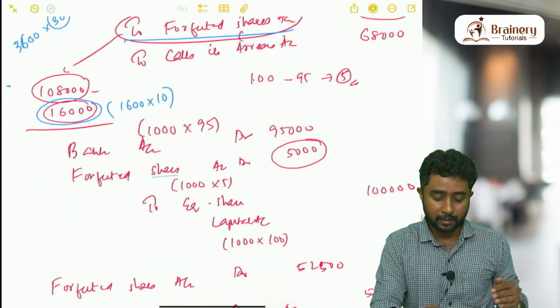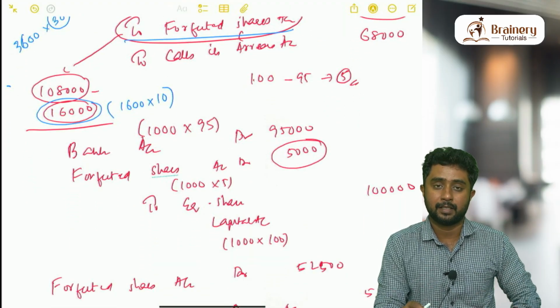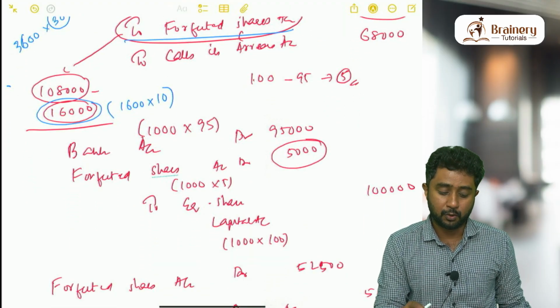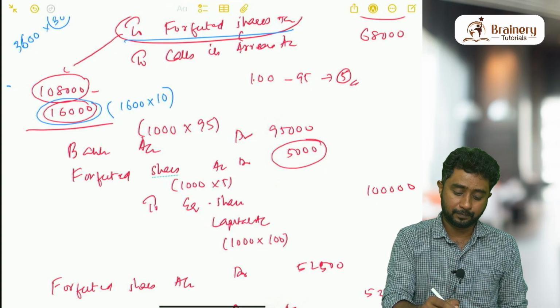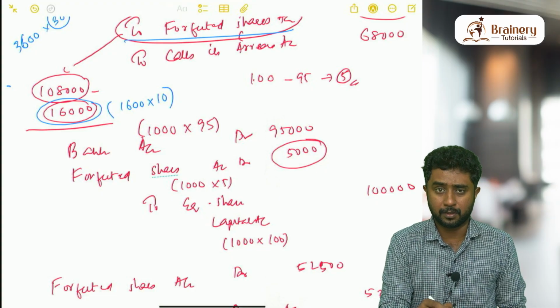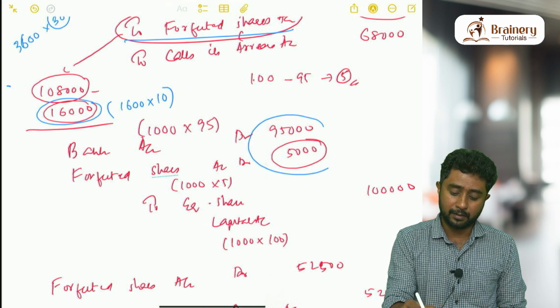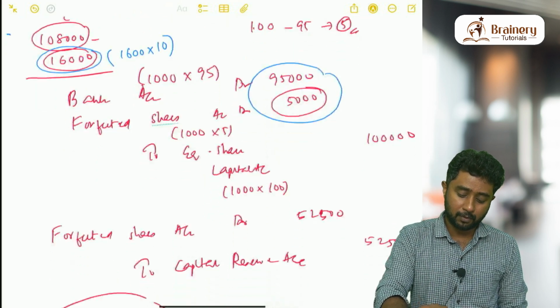Then next, we have compared the issue price with the face value of the reissued shares. Issue price was 95, face value was 100. So we found that it is issued at a discount of 5 rupees. Then we pass this entry, and finally one more formula is coming here.